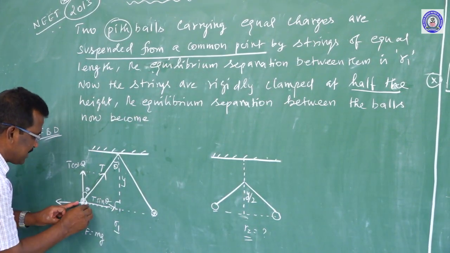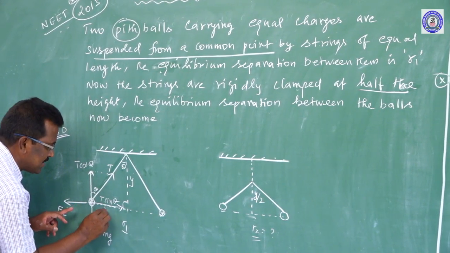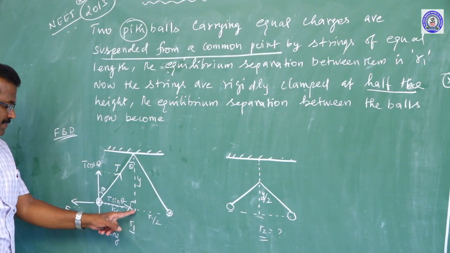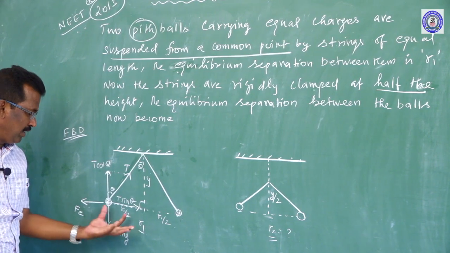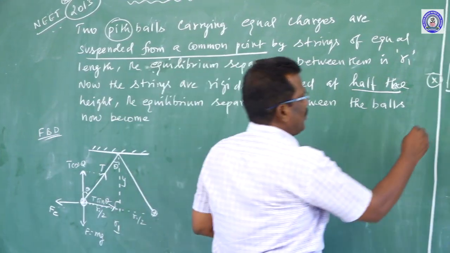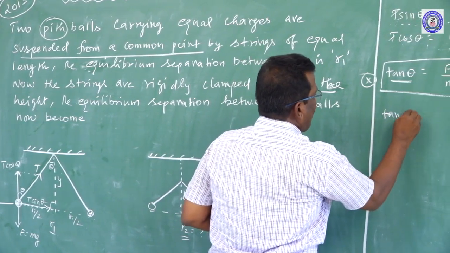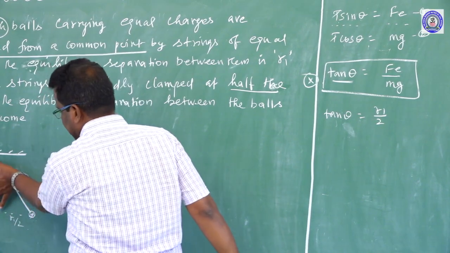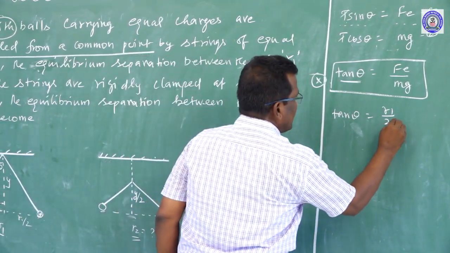So the distance between the two pith balls is r1. Half the distance is r1 by 2, because it is the center. So tan theta is equal to the opposite, r1 by 2, divided by the adjacent, which is y.